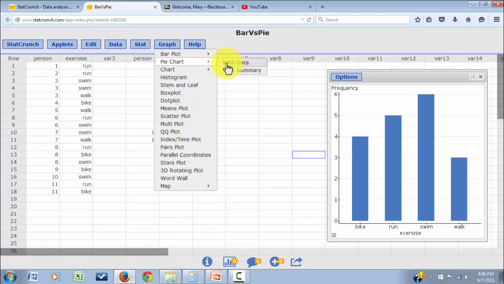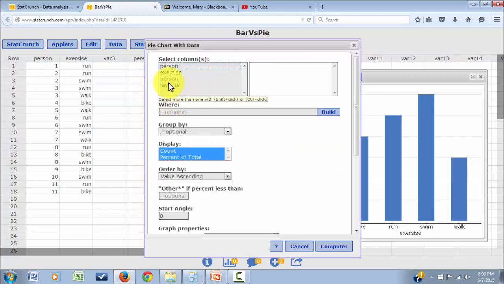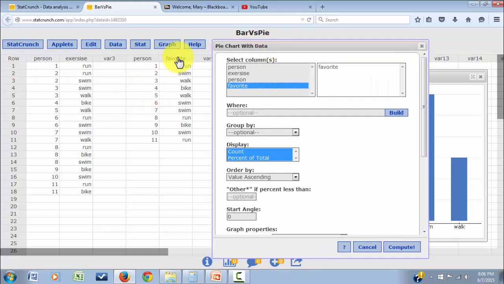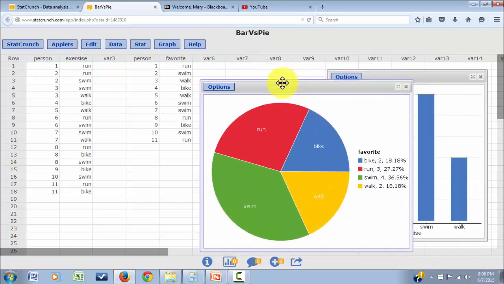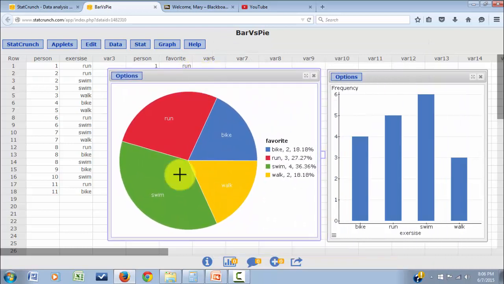With data again, so again, just with the graph button, pie chart being the second option with data, and now I'm going to choose favorite. So let's peek back over there. You can see the way I labeled that column for the second organization of data, or the second question, was favorite. I'm just going to hit compute. And you can see here is the pie chart. So it also gives you a nice legend over here and gives you counts and the percent or the relative frequency, as you want to think about it, to let you know what's going on there.